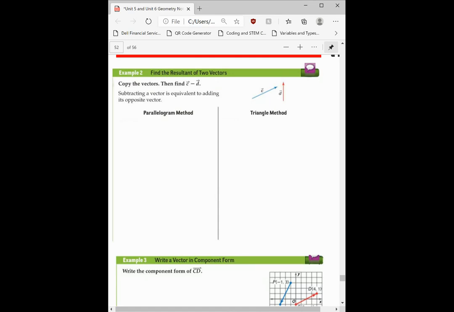Subtracting a vector is equivalent to adding its opposite vector. So we're going to copy vector C and vector D, and we're going to draw the negative version of vector D. Okay, so we have vector C and the negative version of vector D. Look, now it's going down instead of up. We're going to complete the parallelogram, so dot, dot, dot, dot. And we're going to find this. This right here is C vector minus D vector. So that's how we do the parallelogram method.